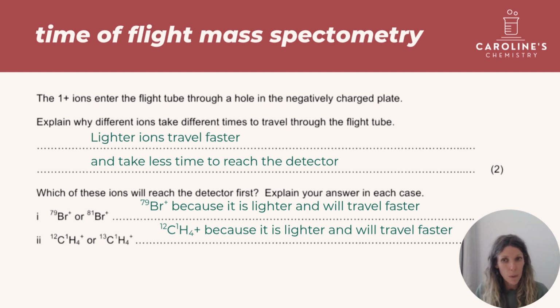Now the second one, so there we have methane, CH4. Those 12 and 13s, those are referring to the mass numbers. So we have a carbon-12 and a carbon-13 in the other species. So the carbon-13, that is a heavier isotope. So therefore here, the carbon-12 methane molecule, that is lighter and it will travel faster.